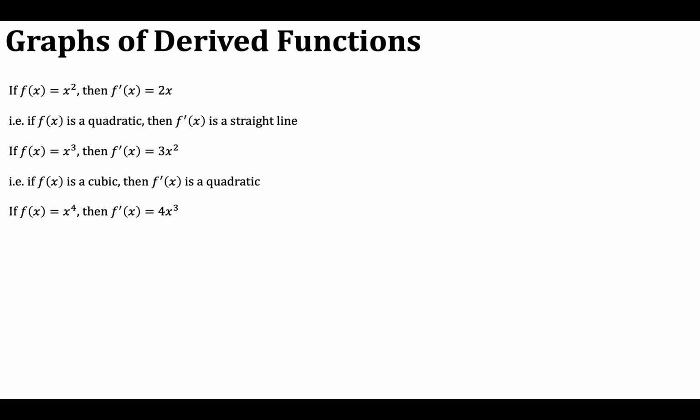If f of x is x to the 4, then f dashed of x is 4x cubed, i.e. if f of x is a quartic, that means it's got three stationary points, then f dashed of x is a cubic, it's only got two stationary points. Hopefully you can see the pattern here. It's useful to know that when you're asked to sketch the graph of a derived function: what is it you're given, and what is it you're looking for it to look like when you draw the graph of the derivative.